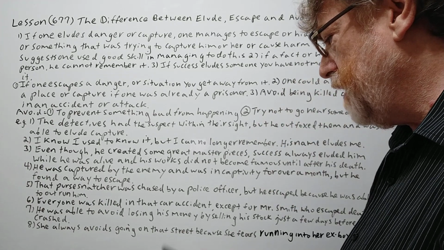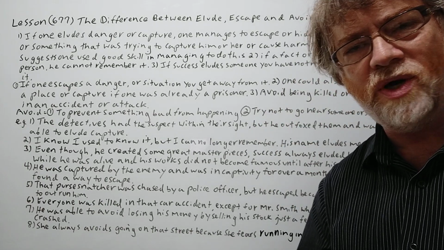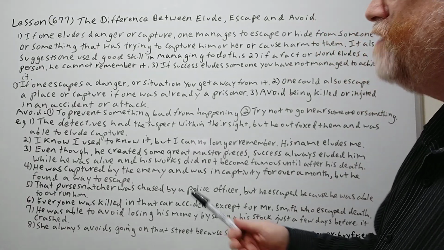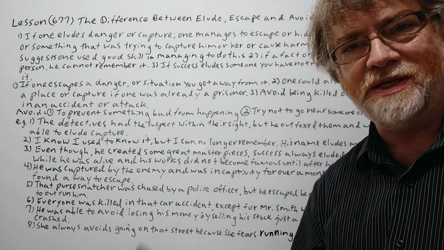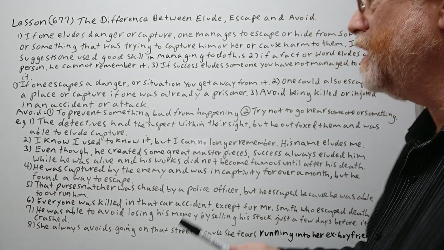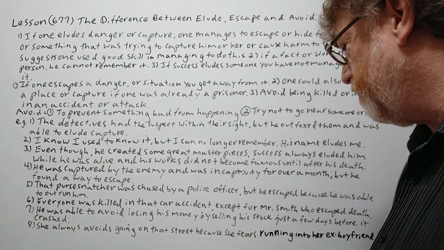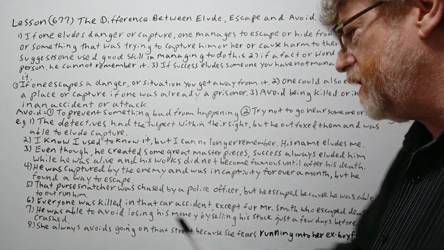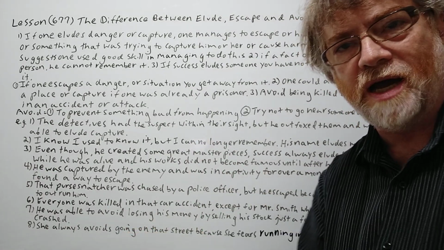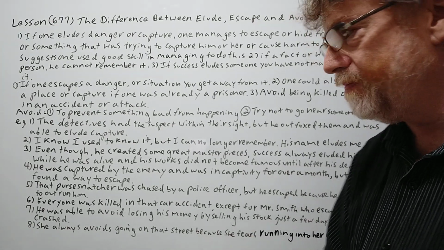Number seven, he was able to avoid losing his money by selling his stock. So again, avoid is just very general. Doesn't have to be anything with almost dying or something like that, or being a prisoner. As long as you avoid a bad situation, you get away from a bad situation. Just a few days before it crashed, before the stock crashed. So he avoided losing his money because he sold before time.